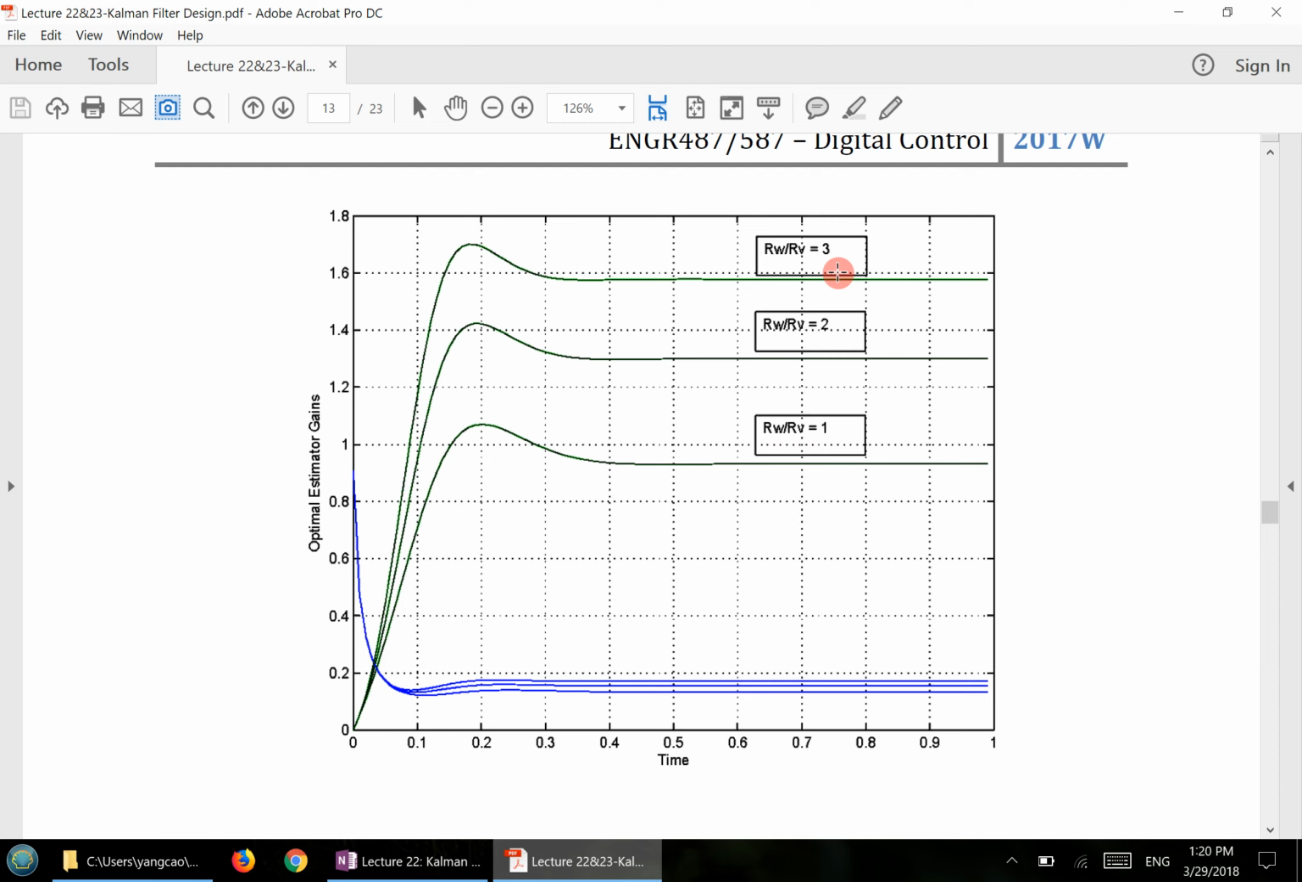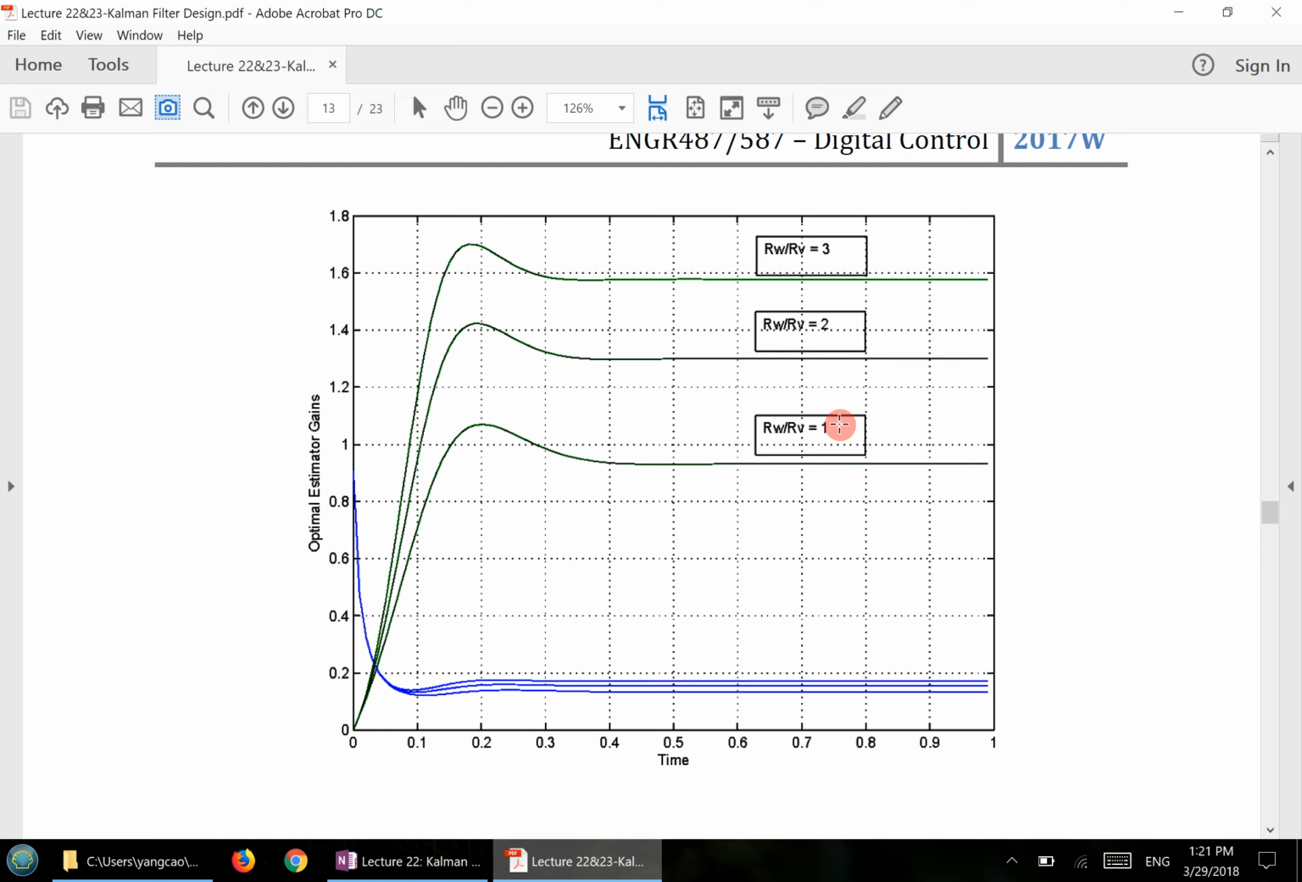Process noise covariance, right? And RV is the measurement noise covariance. Okay, yeah. So if I have RW over RV equal to 1, what does that basically mean? I'm assuming the process noise variance is approximately the same as the measurement noise, or the sensor noise, right?